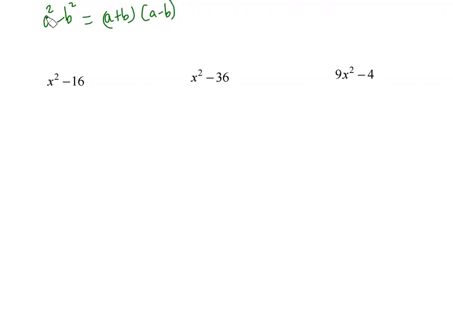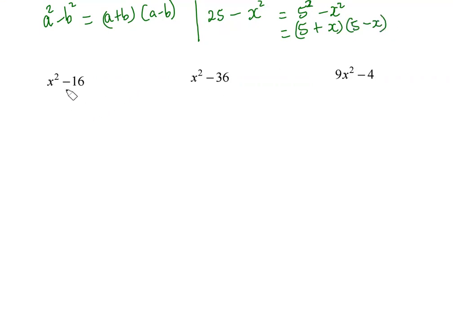Your a squared can be anything, it can be a number. For example, if we have 25 minus x squared, 25 has a root. What is the root of 25? It's more like we are saying 5 squared minus x squared. Then we add and subtract the square root of 25, which is 5. So 5 plus x, and also 5 minus x. That will be our final answer.